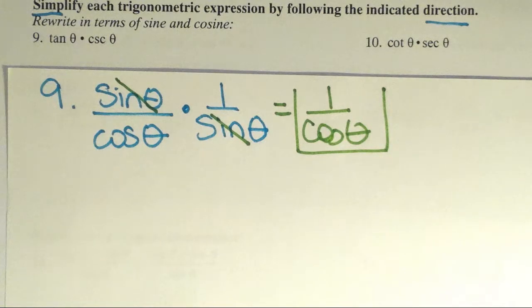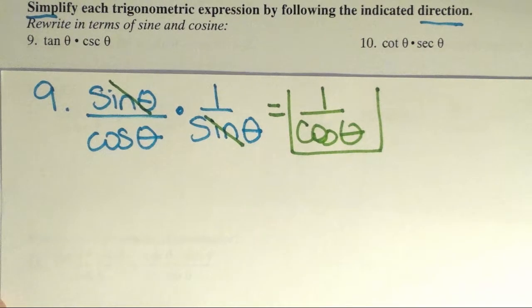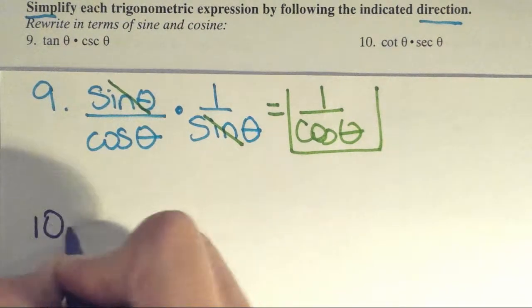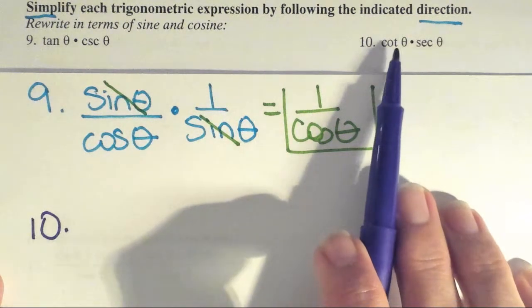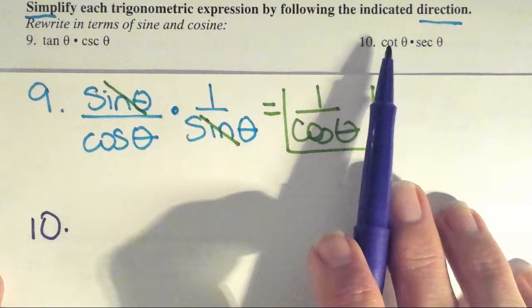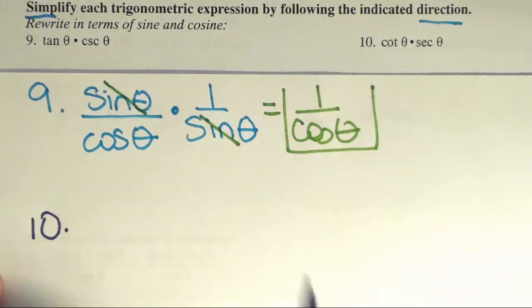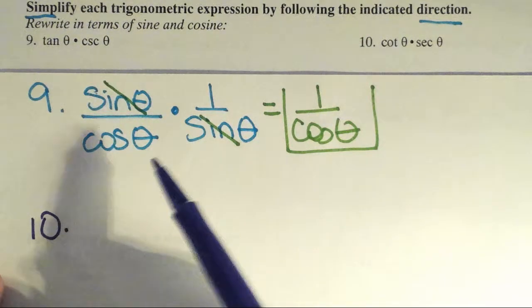All right, if you would, pause the video, go try number 10, and then come back and check with me that you did it right. All right, number 10. So hopefully you've tried it already. So number 10, same directions. I'm going to rewrite cotangent theta and secant theta using only the words sine and cosine.